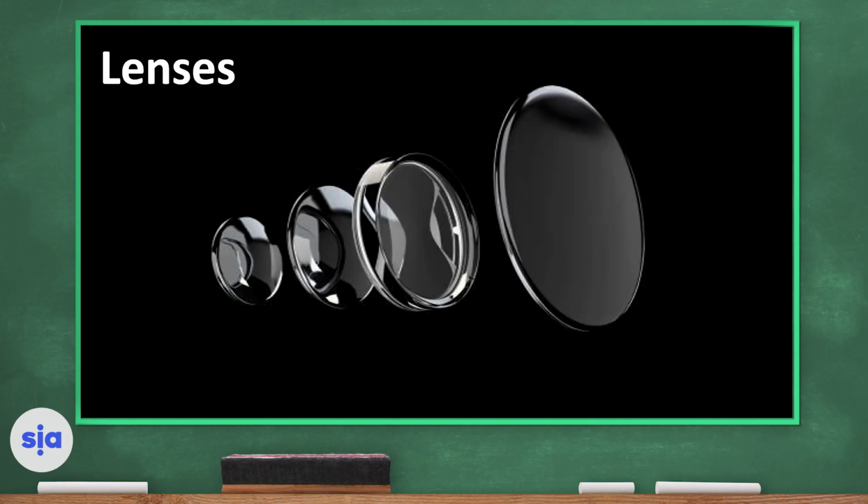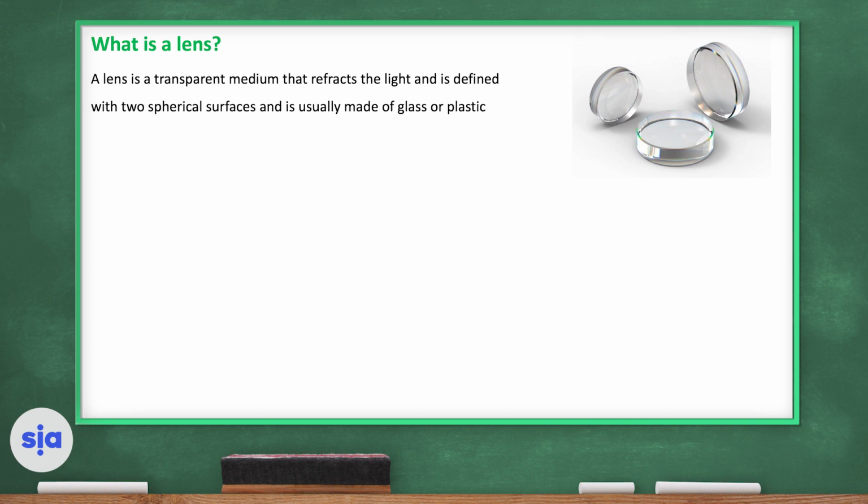Well, lenses. What is a lens? A lens is a transparent medium that refracts the light and is defined with two spherical surfaces and is usually made of glass or plastic. So number one, it's transparent. It's not a shiny reflecting surface like a mirror. Number two, it refracts light with the R, not reflect light. It refracts light. And number three, it's not a part of only one sphere, it's a part of two spherical surfaces.